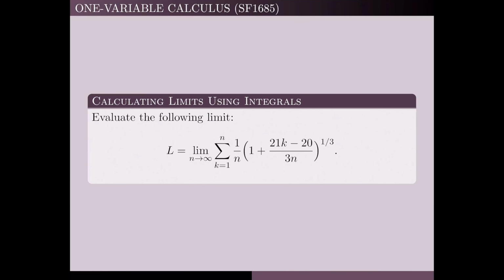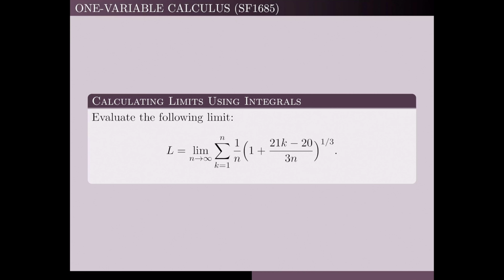Hello, in this video we are going to investigate the following problem on the topic of calculating limits using integrals. Evaluate the following limit. L equals the limit as n approaches infinity of the sum over k goes from 1 to n, 1 over n times (1 plus (21k minus 20) over 3n) to the thirds.